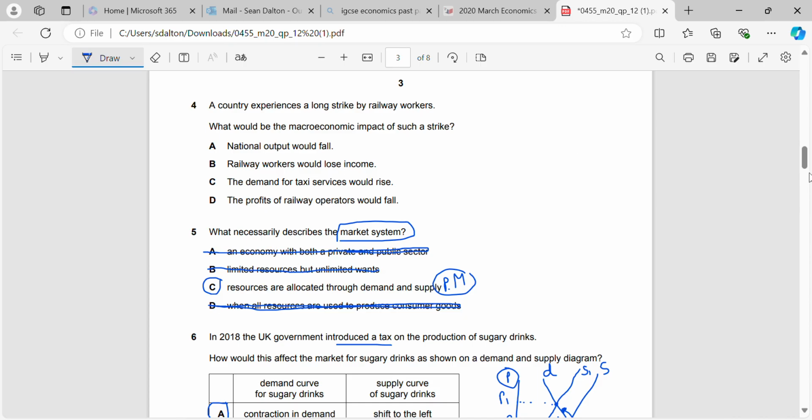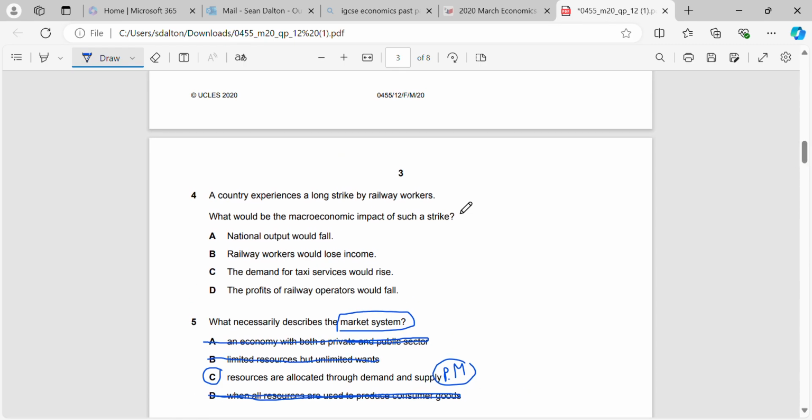Okay, a country experiences a long strike by railway workers. What would be the macroeconomic impact of such a strike? Okay, so this one should be fairly straightforward. National output would fall. Why? Because national output, or GDP, that's a macroeconomic concept, right? Some of these other options here may happen, but they're not macroeconomic concepts, they might be micro.